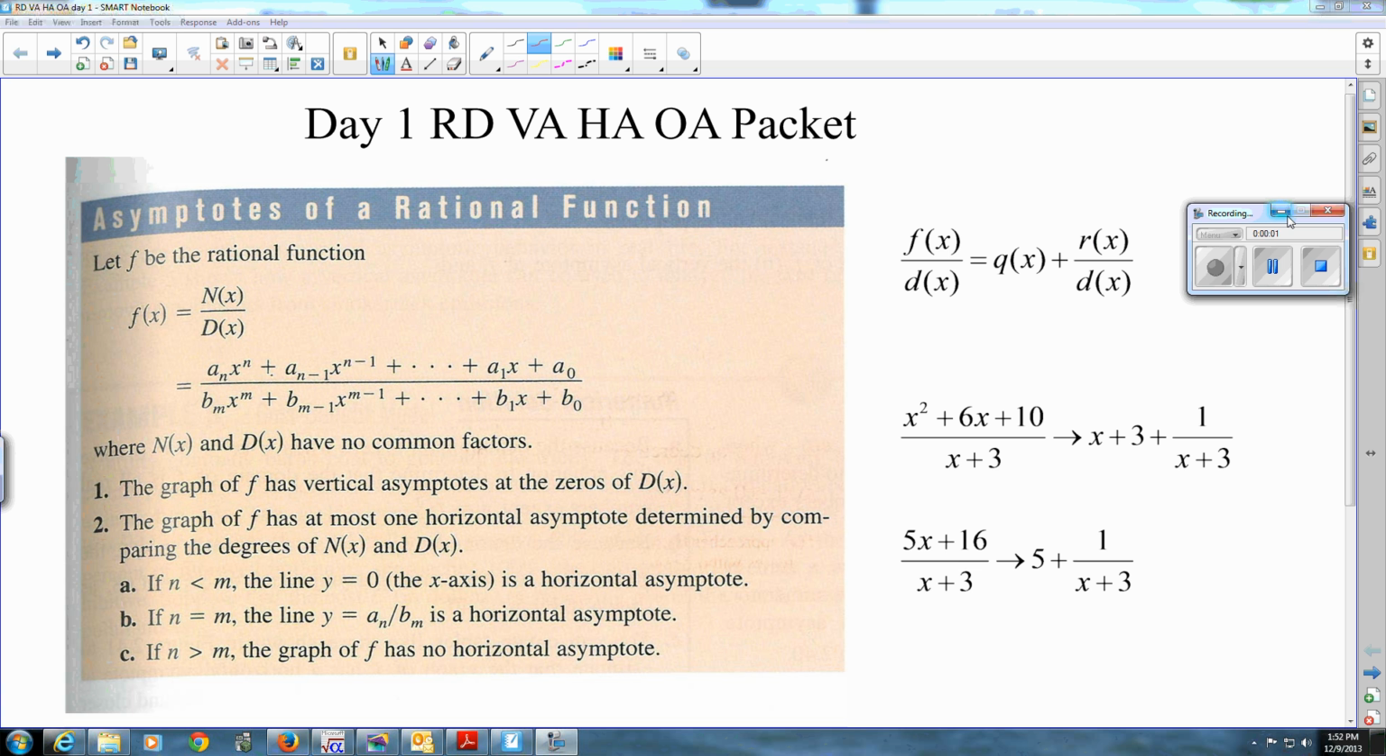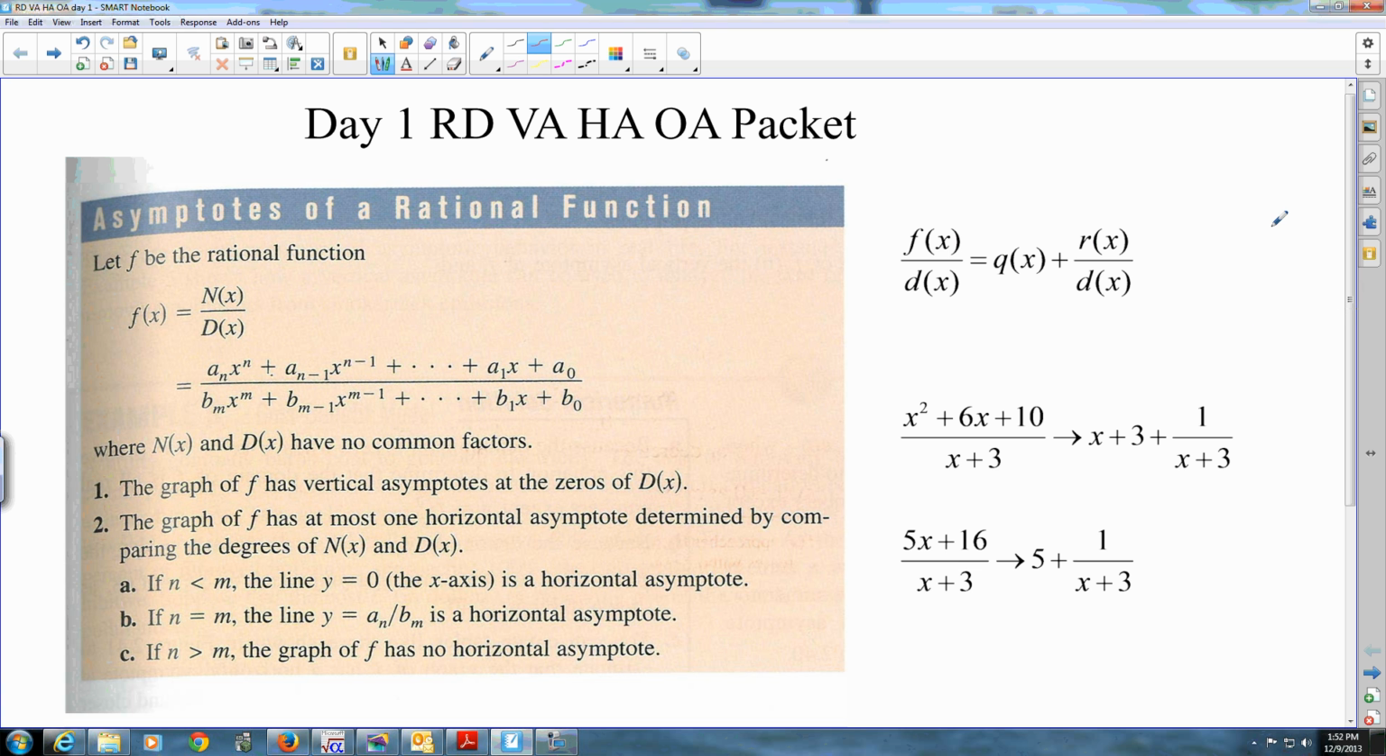Hello, everyone. This section is on finding removable discontinuities, vertical asymptotes, horizontal asymptotes, and oblique asymptotes. It's a packet that we're doing outside of the book. The book, in my opinion, does a disservice to the topic. I'd like to try and think I could improve upon it, so here goes.